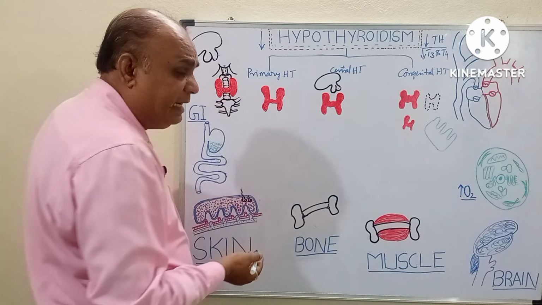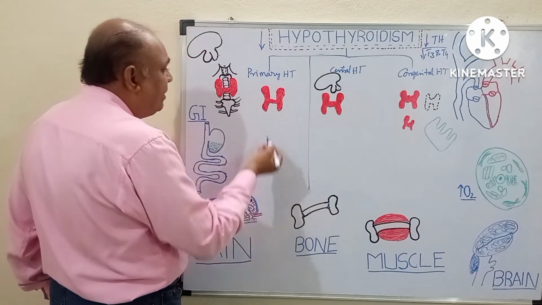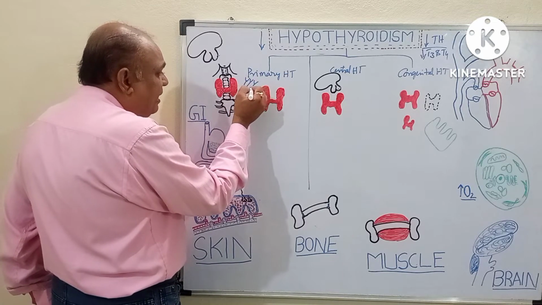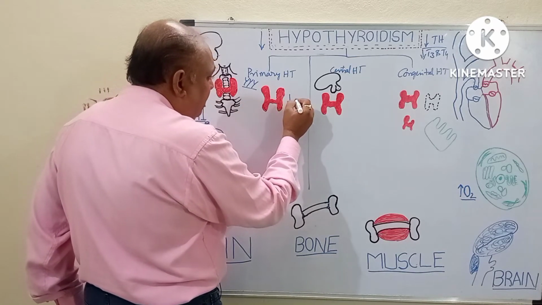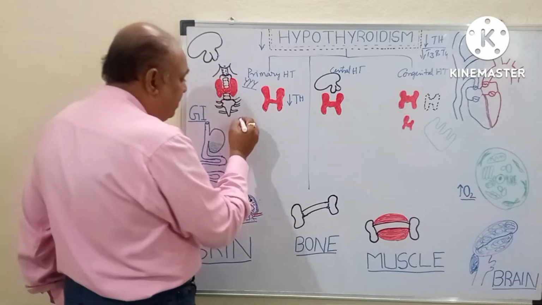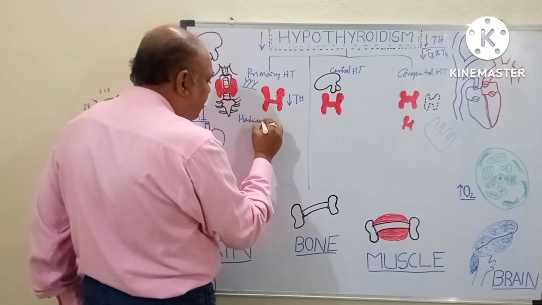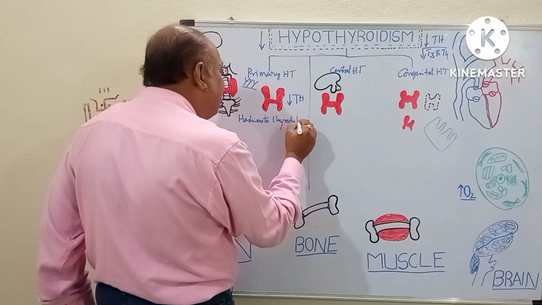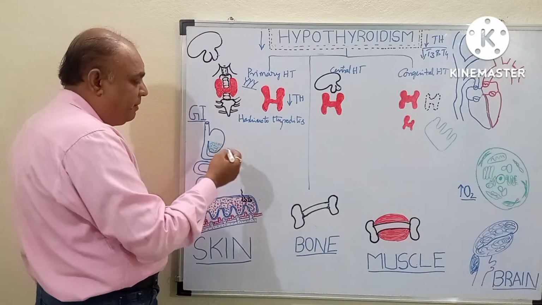Now let's see first the primary hypothyroidism, where our own antibodies act against the thyroid gland, which in turn reduces the secretion of thyroid hormone. Now the best example for this is Hashimoto thyroiditis, which is commonly seen in females.